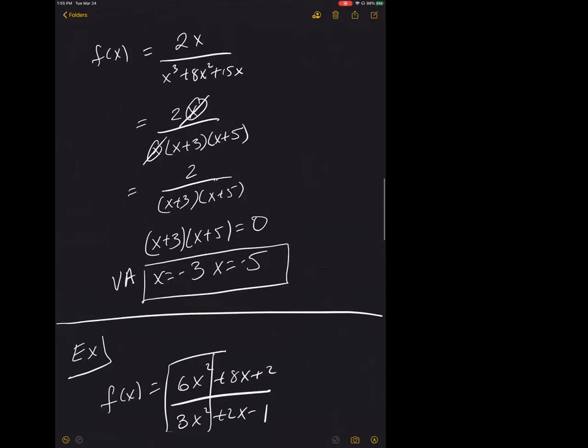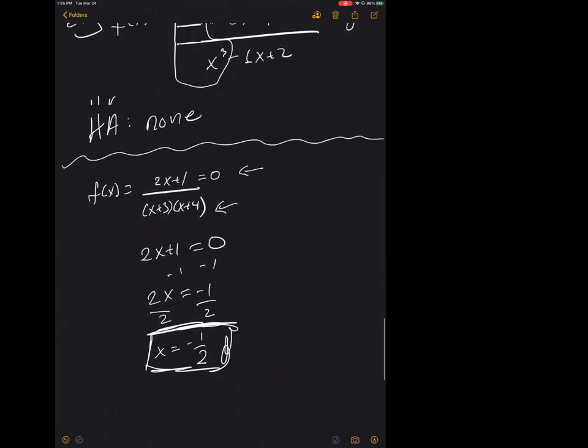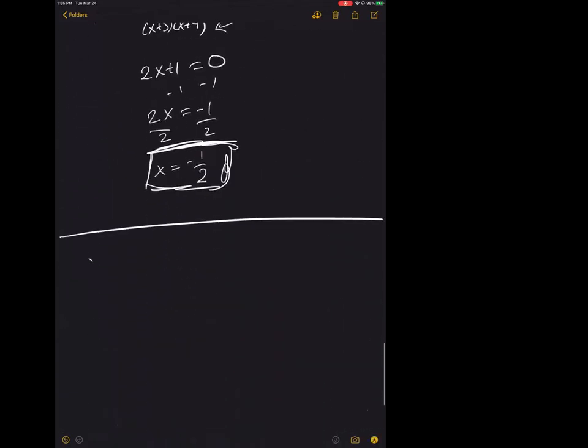In the other example, where's my function? It was 2x over. I have f of x equals 2x over x times x plus 3, x plus 5. The x's cancel. So to find the x-intercepts, I said the numerator equals 0. And so that means 2 is equal to 0. But does 2 equal 0? No, it does not. So this function has no x-intercept.